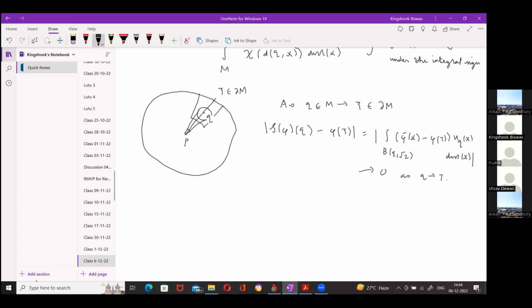That means that this function S phi from M to R extends to a continuous function S phi from M union boundary M to R, such that the boundary value of S phi is equal to phi.